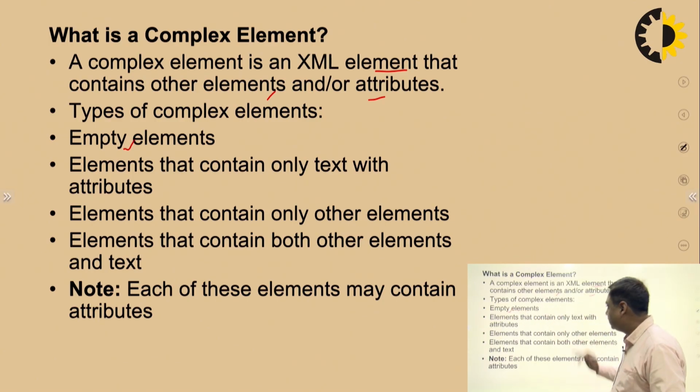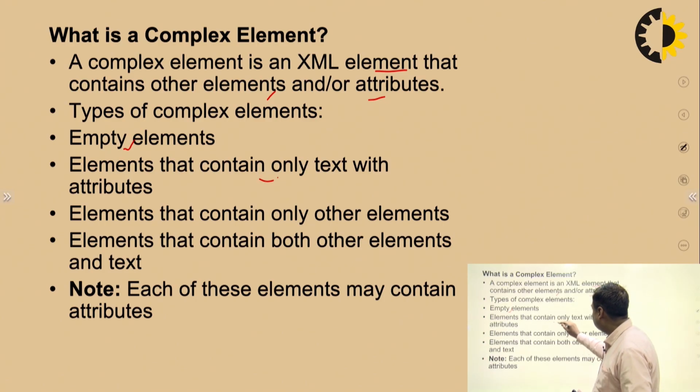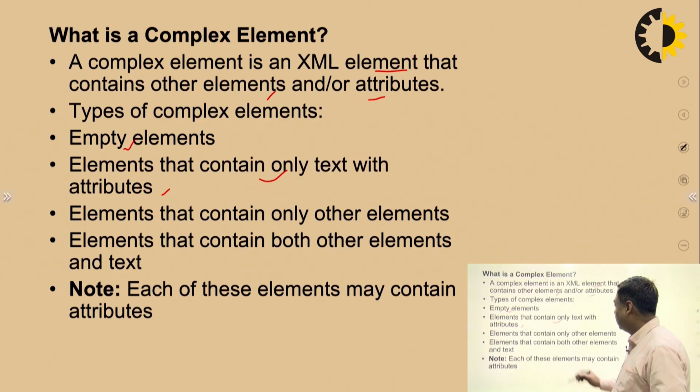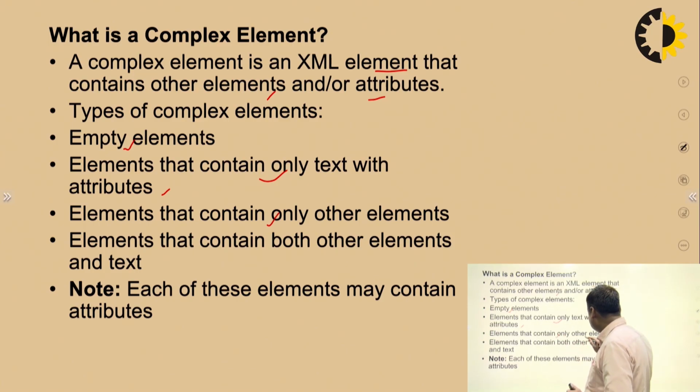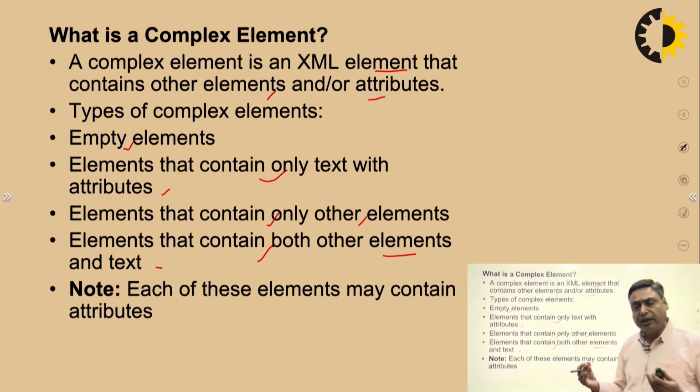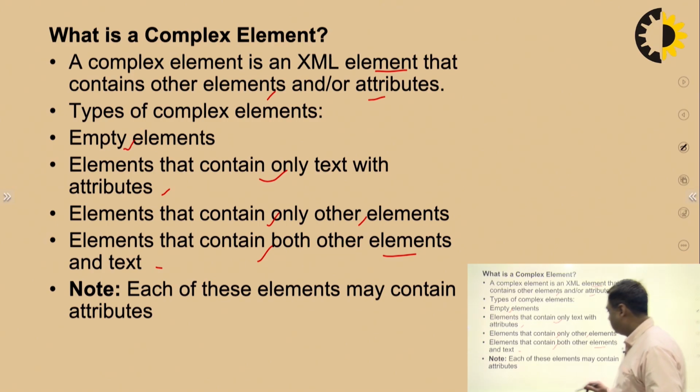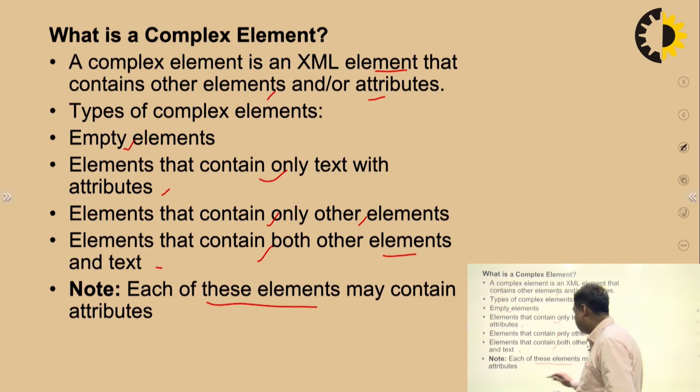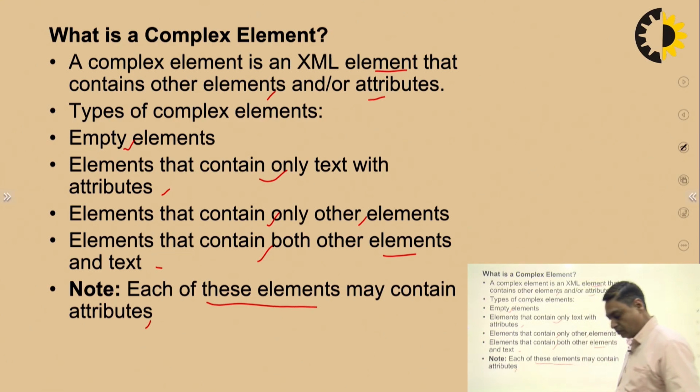These are some listings. Elements that contain only text with an attribute are also complex elements. Elements that contain only other elements are also complex elements. Elements that contain both other elements and text are also complex elements; it is possible to have an element that consists of elements as well as text. Each of these elements may contain attributes.